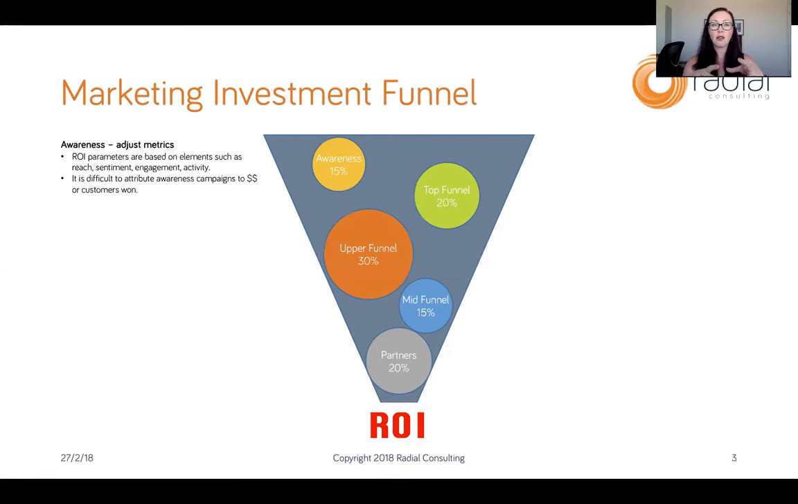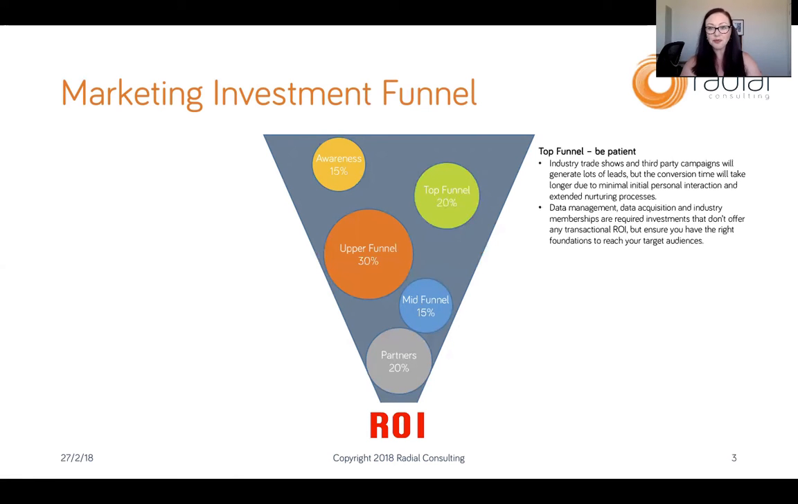And it's a great way of just making sure you're getting broad engagement across your industry and across your marketplace. And you need to have that there, otherwise people don't know who you are and why they should be buying from you. It's exactly the reason you need to invest in these awareness campaigns.